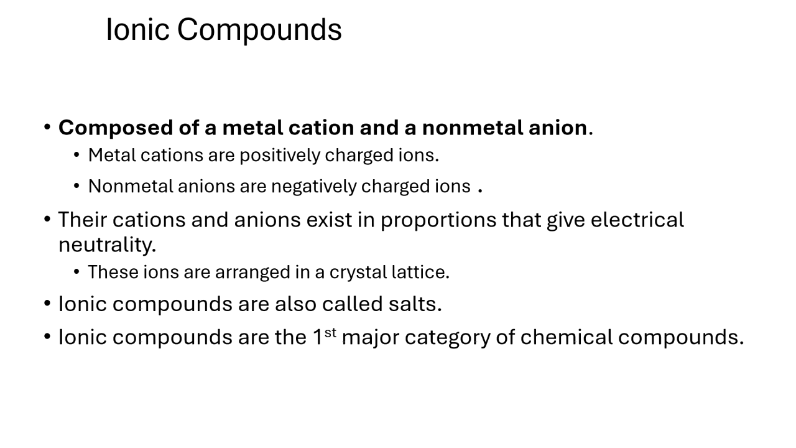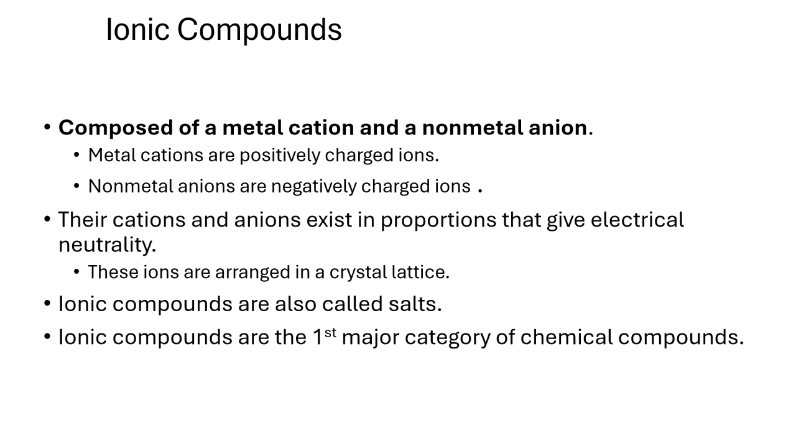Now, let's go to our classification scheme. Ionic compounds are composed of a metal and a nonmetal. You can have more than one nonmetal, but you typically have a single metal and then one or more nonmetals. The metal will be what we call a cation. That is, it'll have a plus charge. It'll have lost electrons. And the nonmetal will be negatively charged. It'll be what we call an anion. It'll have extra electrons. You may remember this from back in basic chemistry.